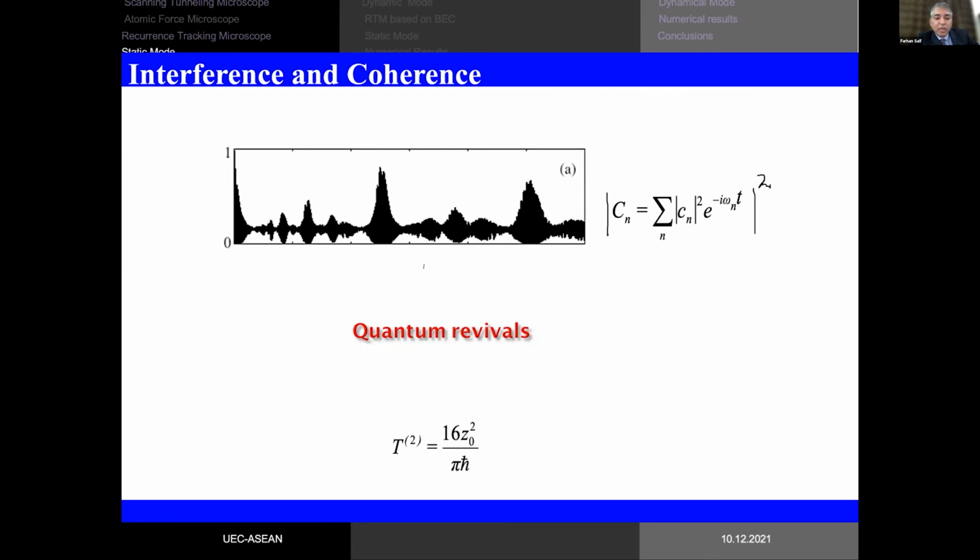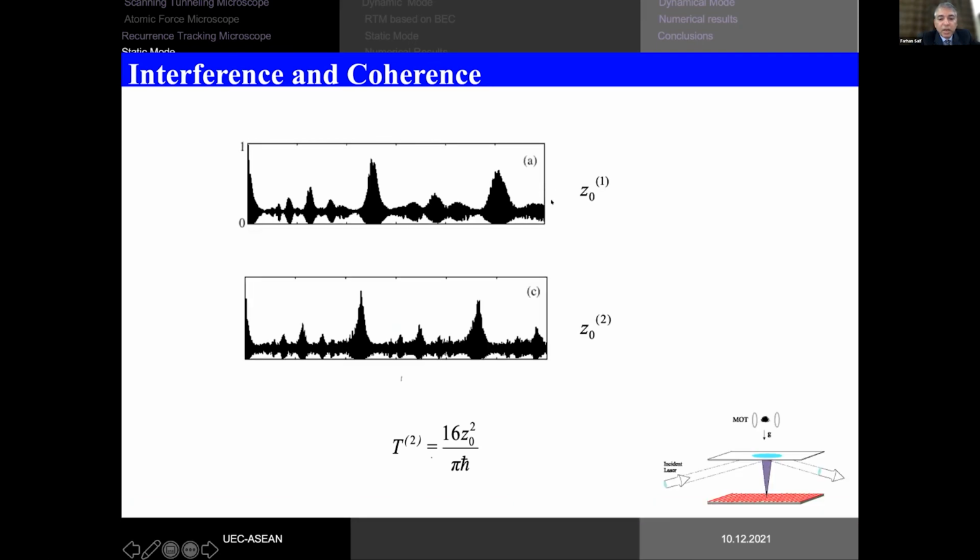If we calculate this, it comes out to be a function of initial height. If the initial height is large, the time at which the revival takes place would be large, and if it changes, the time would change. So the time of reconstruction would change. With two different initial heights of the cold atoms above the mirror, which may happen because of movement of the mirror in the upward direction, we find that the time of reconstruction is changing.